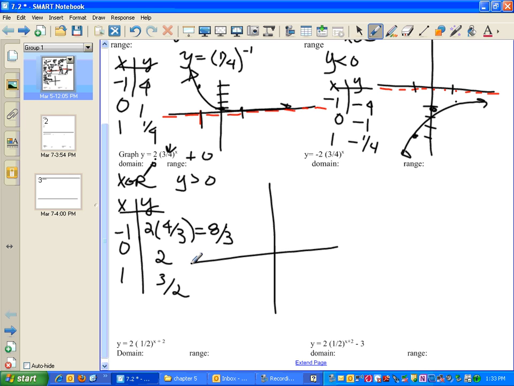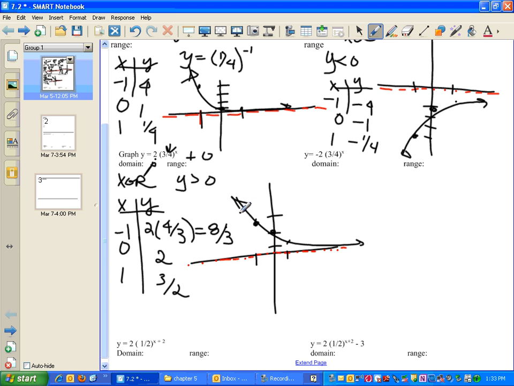And we're going to put an asymptote here. And we're going to plot our points. And we're going to say at negative 1, we're at 8/3. That's almost 3, correct? And at 0, we're at 2. And at 1, we're at 1.5. And so, yes, it comes down, sloping down.